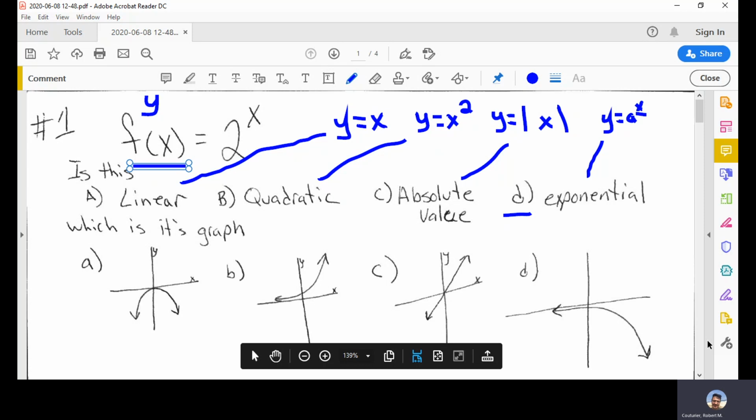So let's look at these that they show. This one starts and goes down sharply. This is a nice straight line. This one starts off small and quickly grows. This is a U-shaped graph. Clearly, B is going to be your option for this one. This is an exponential function.